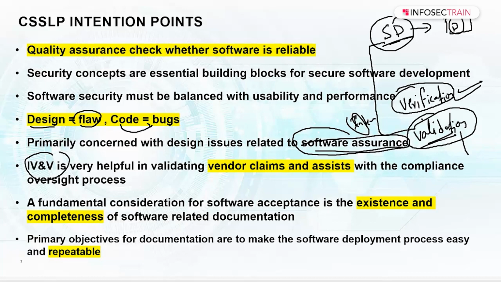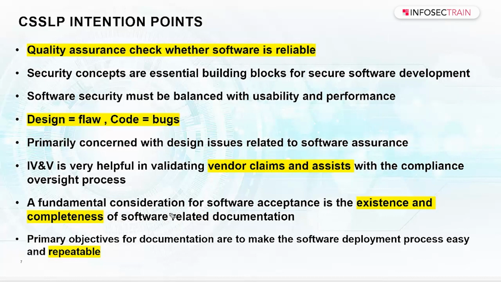Another important thing is called a fundamental consideration. The fundamental consideration for software acceptance is, if I am a stakeholder, I'm going to accept the application because of the existence and completeness of the documentation. Because when we deploy the application in production, we are expecting to have a full KT, full documentation, so the user is able to use the document effectively. And the quality assurance team will ensure that we have complete documentation associated with the application.